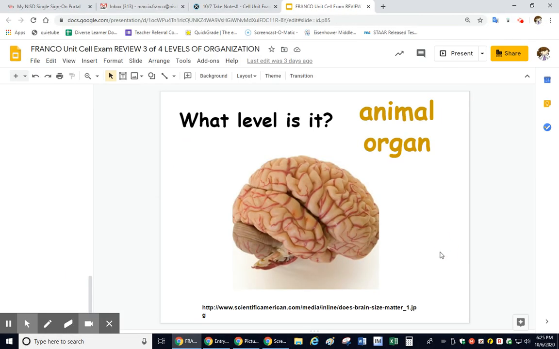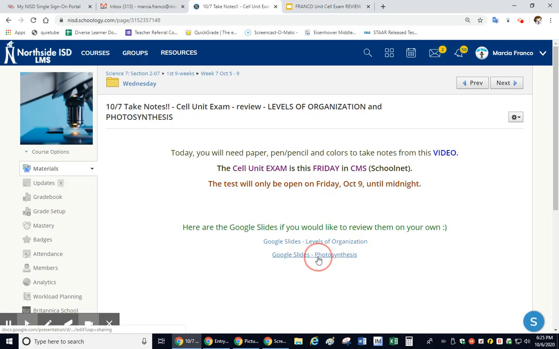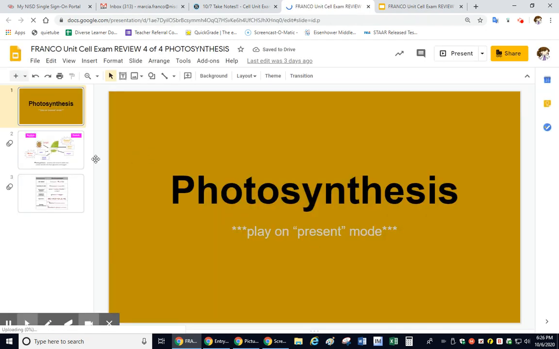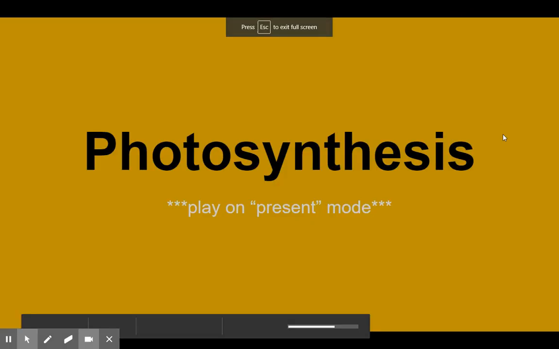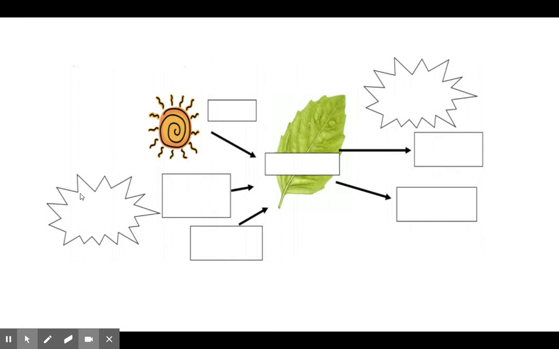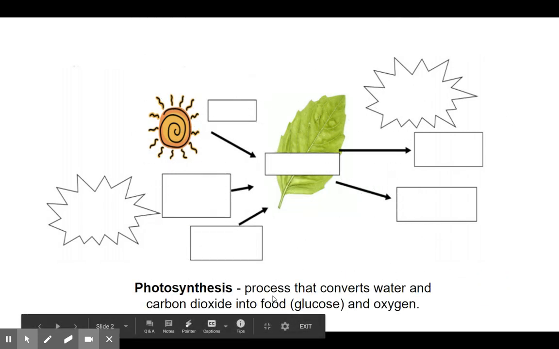Okay, so that's it for that one. So now let's talk about photosynthesis. So there's a couple things we need to know about photosynthesis. We need to know what type of energy it starts with and what type of energy it winds up being. So reactant energy, product energy, okay? Photosynthesis is a process that converts water and carbon dioxide into food and oxygen, glucose and oxygen, okay?